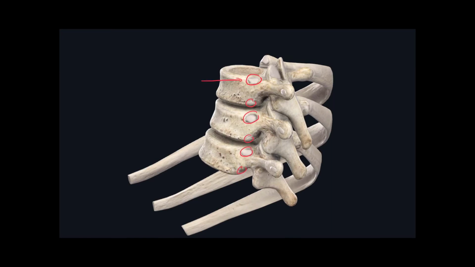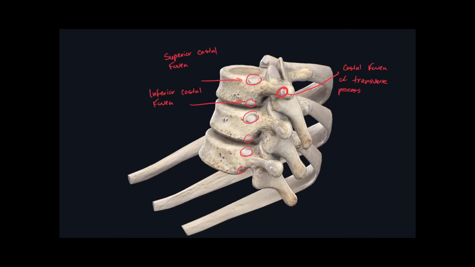Again, this was the superior costal fovea of a thoracic vertebra. This was the inferior costal fovea of a thoracic vertebra. And then this surface right here was costal fovea of transverse process of a thoracic vertebra.